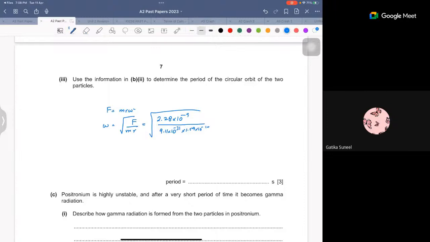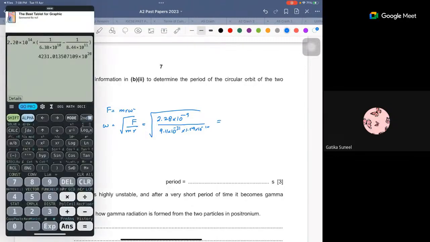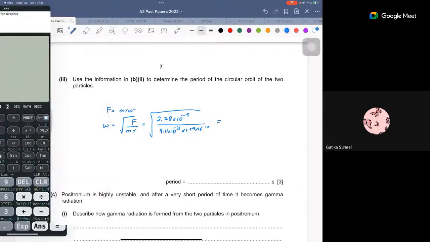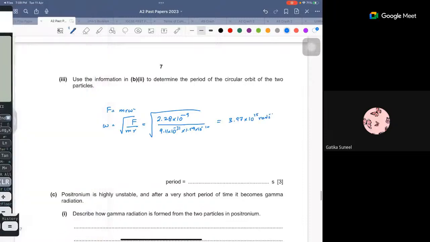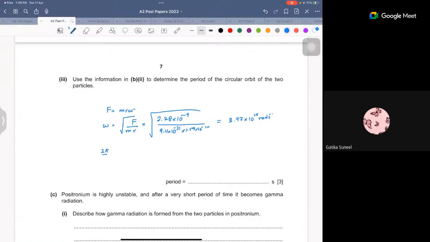When you find omega, I guess you guys have not done this or done it differently, it's 3.97 times 10 raised to 15 radians per second. Oh my god, that's a lot of speed. Anyway, omega is 2 pi by T. So T will be equal to 2 pi divided by the value that you found. What do you get?